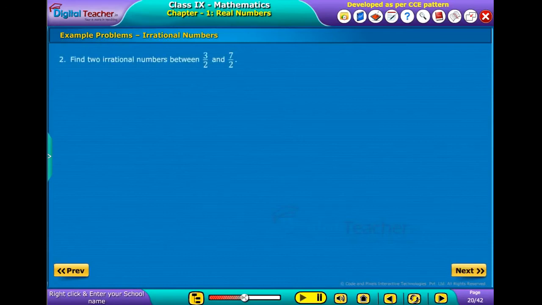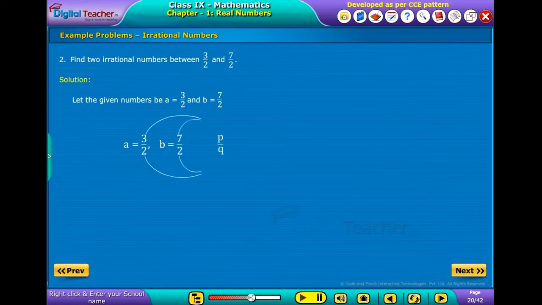Find two irrational numbers between 3/2 and 7/2. Solution. Let the given numbers be A equal to 3/2 and B equal to 7/2. We observe that both the numbers are rational since they are in the form of p by q, where q is not equal to 0. Initially here, we need to find the decimal expansions of the given two numbers.